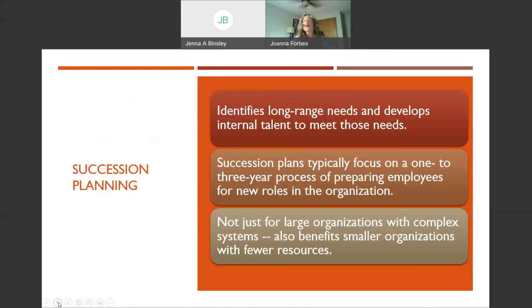So, succession planning. We could talk about this for a very long time, but for today, we're just going to talk about the basics of succession planning. That's really when you're identifying those long range needs of what kind of talent we need to meet those needs. A lot of times this is if you have somebody in a critical position at your place of work who is retiring or leaving at some point, and you will then focus on who we can maybe see internally that would be able to take on that role. Again, this is not just for large organizations with complex systems. This is definitely something that smaller organizations could benefit from as well and really should think about.